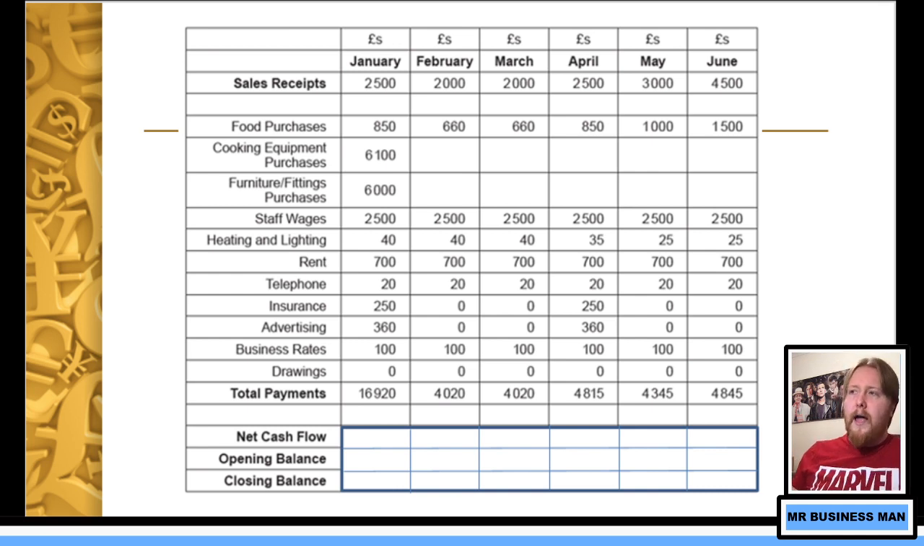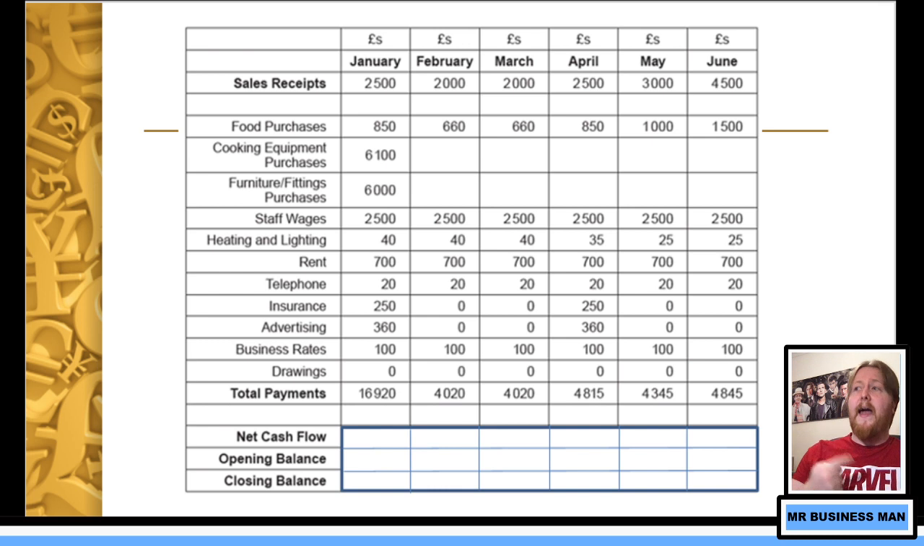Okay, so the first bit is, if you look right to the top, we've got sales receipts. Sales receipts is right at the top. Yeah, so sales receipts, it says at the top. Now on here, that's all we've got. So that's all the income we've got, is sales receipts. So income is right at the top. Sales receipts we've got, and this is a 6-month one, as you can see, January to June.